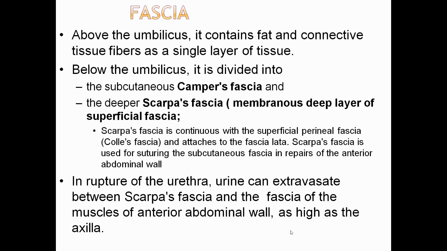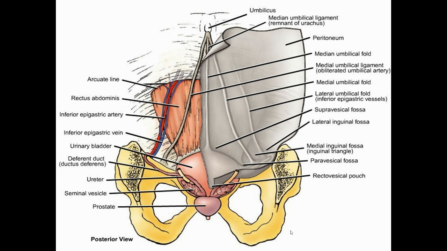Scarpa fascia is used for suturing the subcutaneous fascia in repair of anterior abdominal wounds. In rupture of the urethra, urine can extravasate between the Scarpa fascia and the fascia of the muscles of the anterior abdominal wall as high as the axilla. So you can see here.